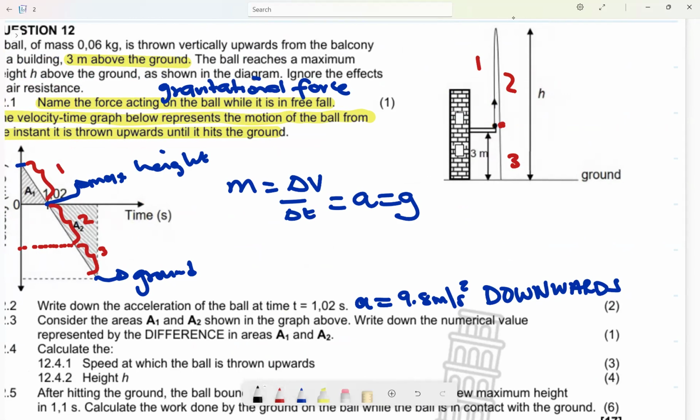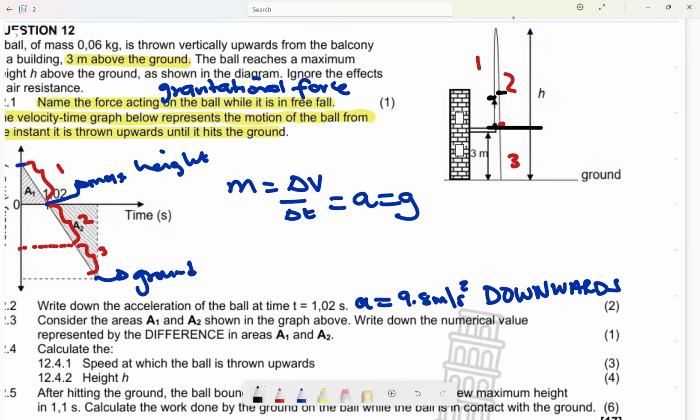But can you see, 1 and 2 are cancelling each other, because it is the distance here minus the distance here. What will be left when I cancel that out is this. What is that? It is height minus 3 meters.